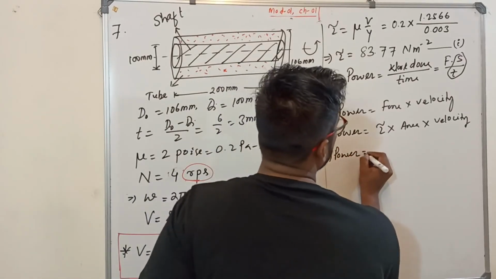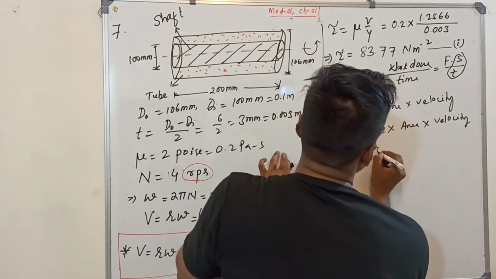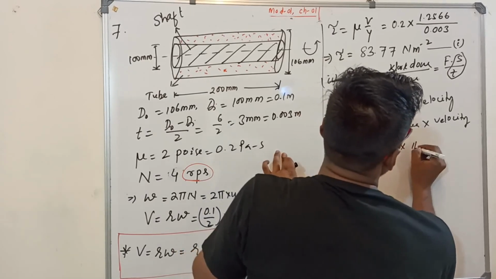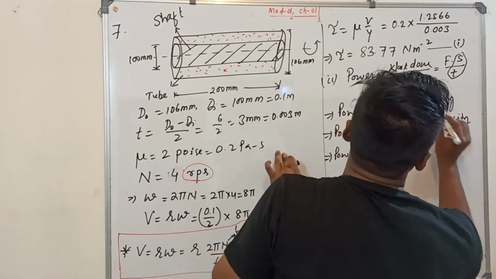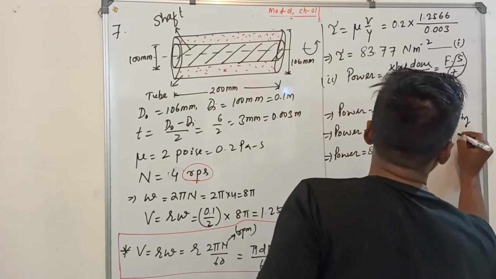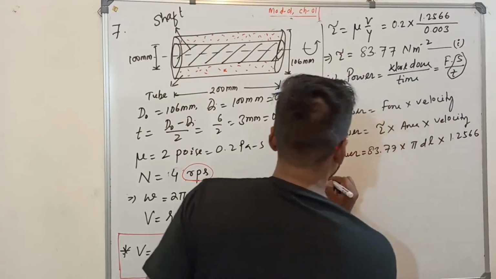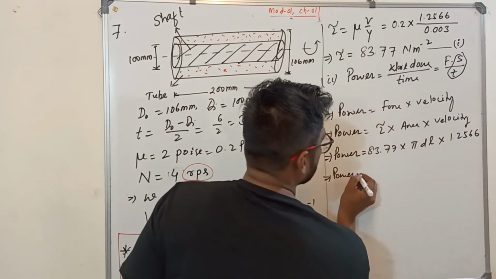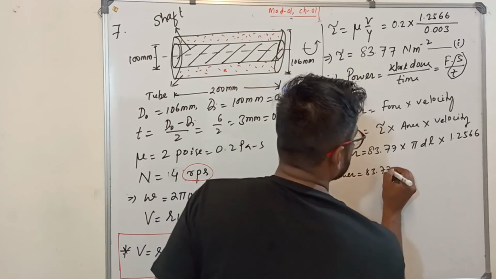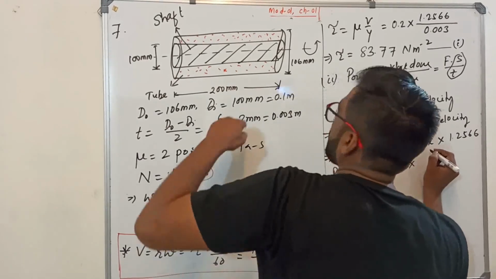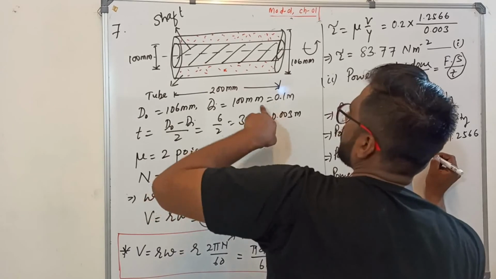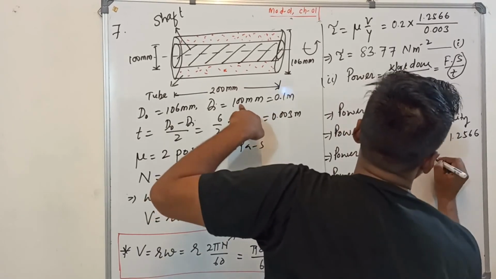Pi dl. So tau you already got, 83.77. Area is pi dl. Velocity you already found, 1.2566. This implies your power required is 83.77 multiplied by pi, multiplied by D, the diameter of the cylinder, 100 mm, that is 0.1 meter, into length.